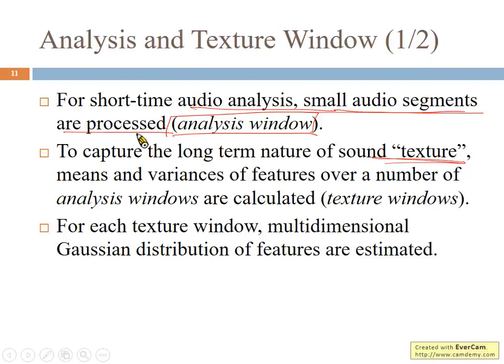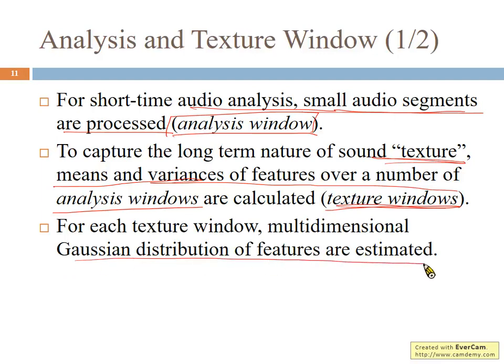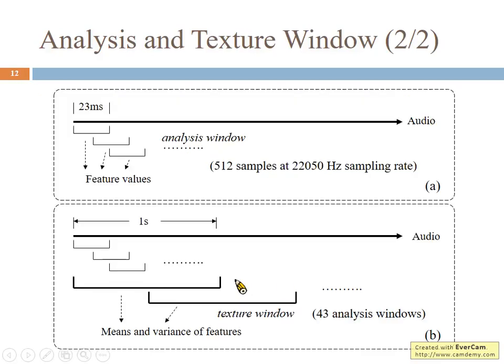Okay, so we want to calculate the mean and the variance of features over a number of analysis windows, and such a longer segment is called a texture window. For each texture window, a multi-dimensional Gaussian distribution of features can be estimated to more appropriately describe the distribution of different audio features. And this is an illustration showing the analysis window and the texture window.